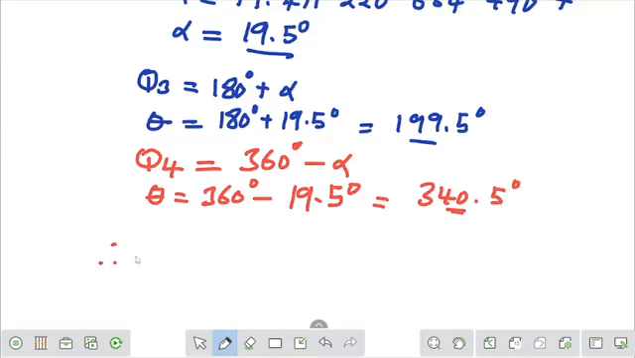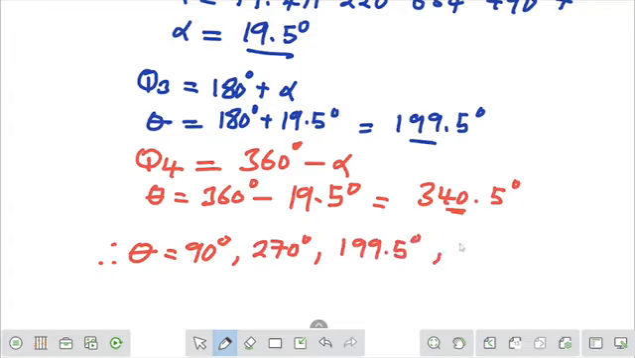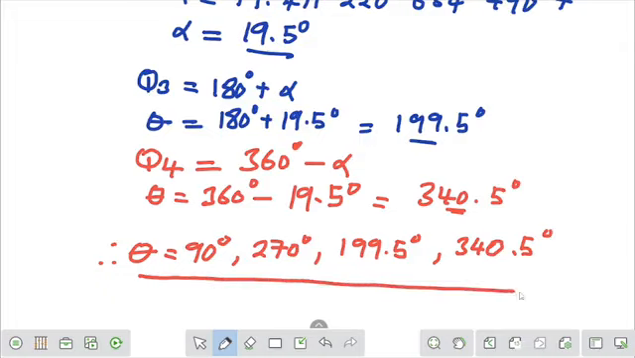So we can just say, therefore, theta is equal to 90, remember the first value was 90, comma, the second one was 270 degrees, comma, the third one that we have found is 199.5 degrees, comma, then the last one is 340.5 degrees. So these are the values for theta. These were the required values.